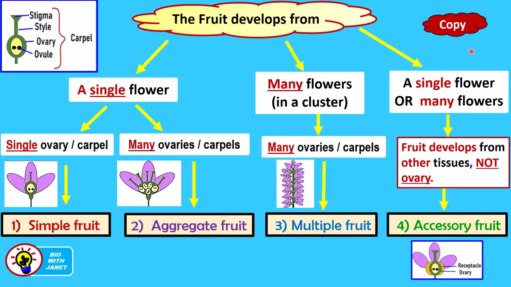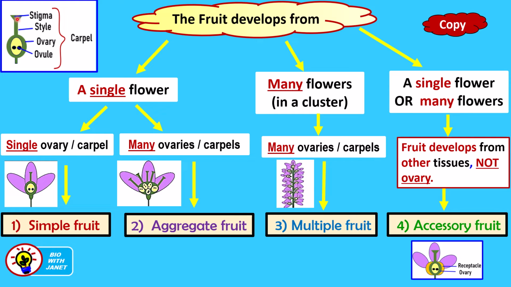And if the fruit develops from either a single flower or many flowers, but it does not develop from the ovary, the fruit develops from other tissues, such as from the receptacle, which is below the petals, then it's called an accessory fruit. Okay, so let me go through this flowchart more.